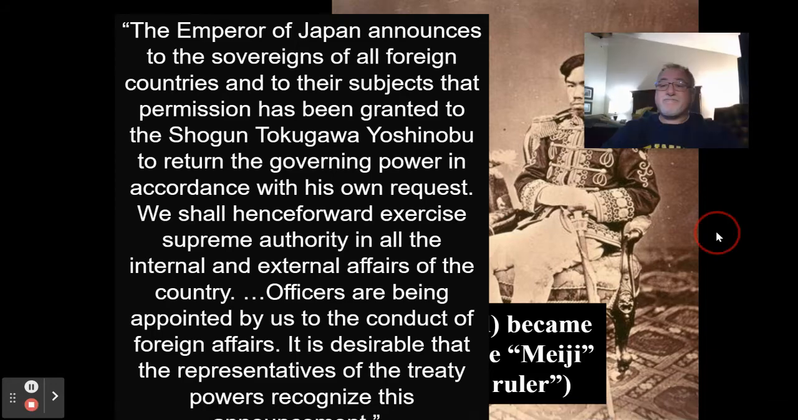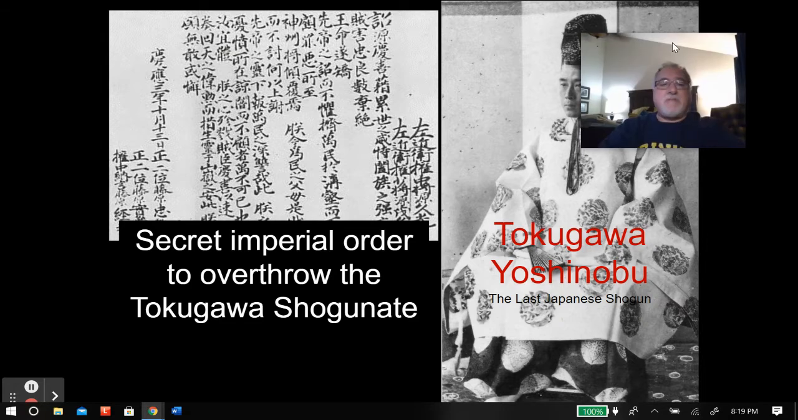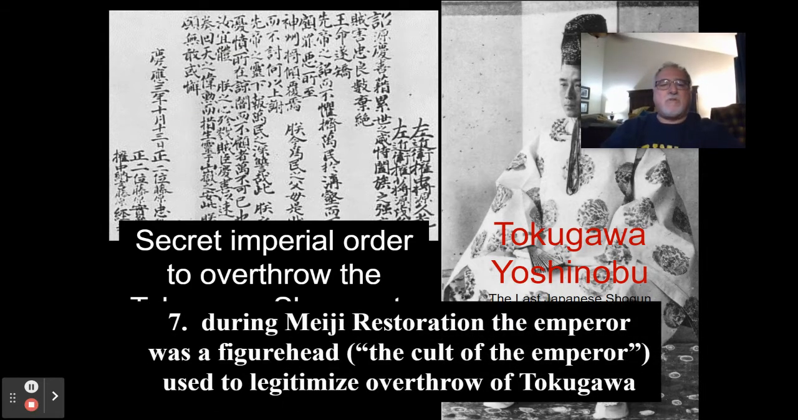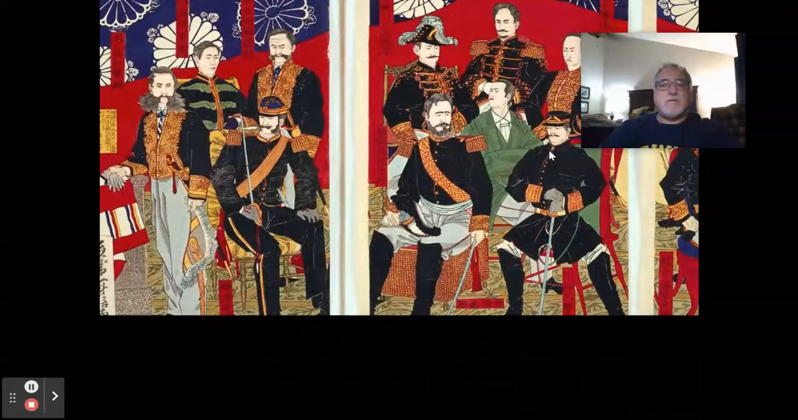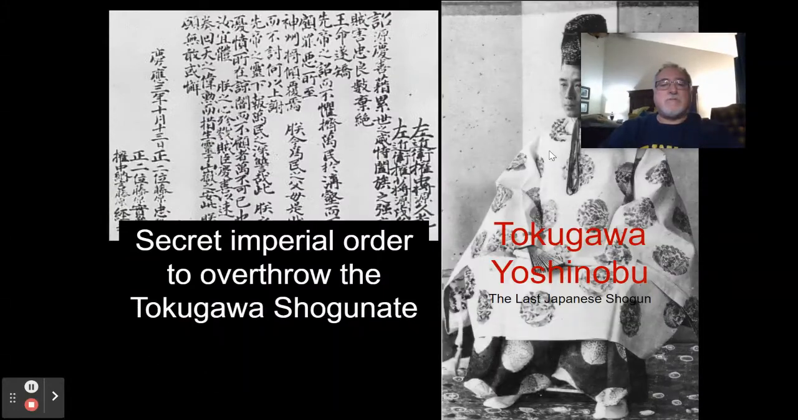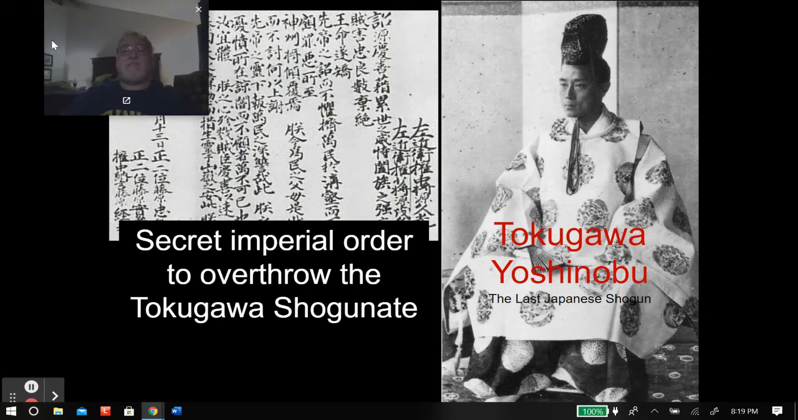All right. This document right here is the secret order to overthrow the shogunate. I'm just moving myself out of the way. There's the shogun, the last Japanese shogun right there.